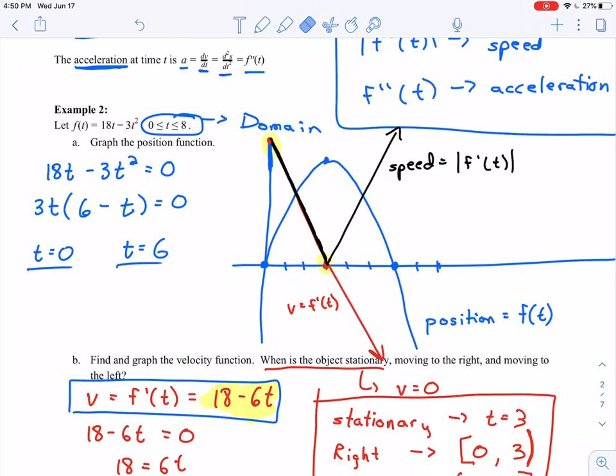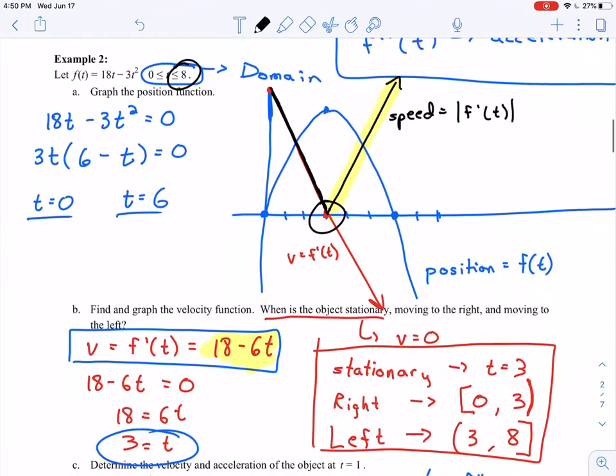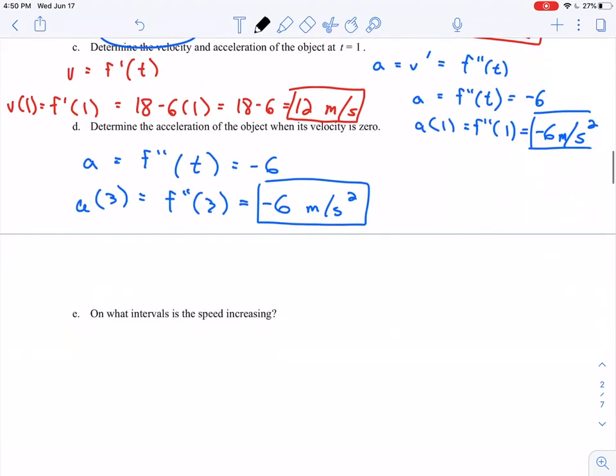So what's happening on the other part of my graph? Starting at 3, working my way to the right, I start off at 0, and then my speed is getting larger and larger and larger. If I look at the y value of that graph, it's getting higher and higher. My speed is going up and up and up. In other words, my speed is increasing. So starting at t equals 3, going to t equals 8, my speed is increasing. I'm not going to include 3 again because the speed was 0 there. So we'll say 3 to 8, my speed was increasing.